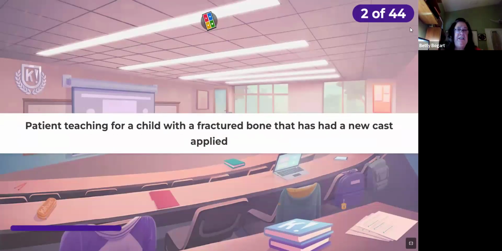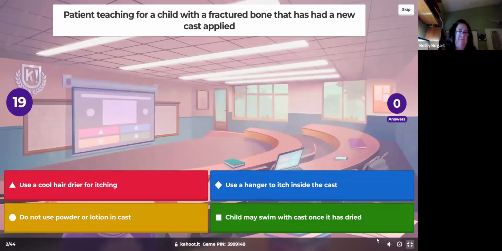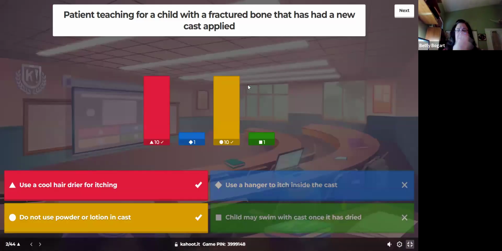Another multi. Patient teaching for a child with a fractured bone that has had a new cast applied. It's part of your discussion question. So that cool hair dryer works really well with the itching. Never powder or lotion. It'll build up in there and create an area where bacteria and whatnot can form. And nothing inside it, and cannot get it wet.